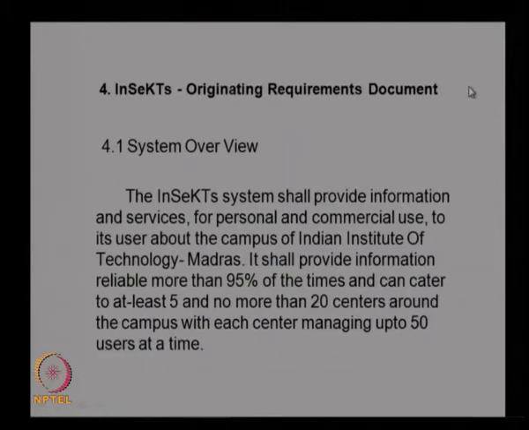Now once we have all these requirements, the next task is basically to write down the originating requirements document.